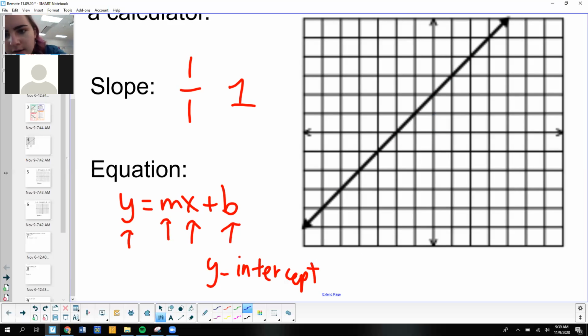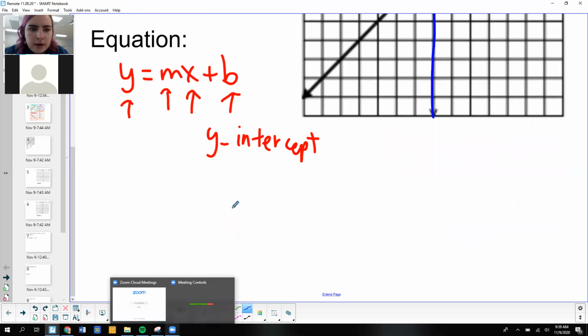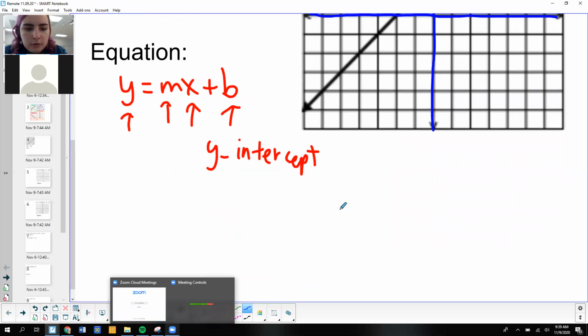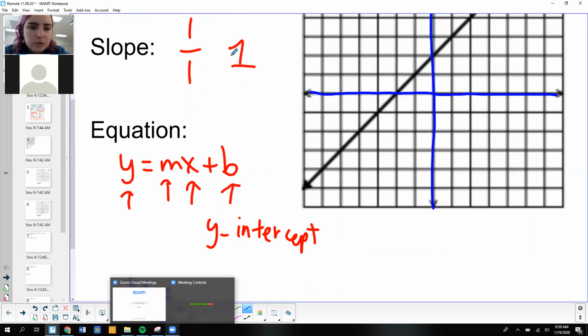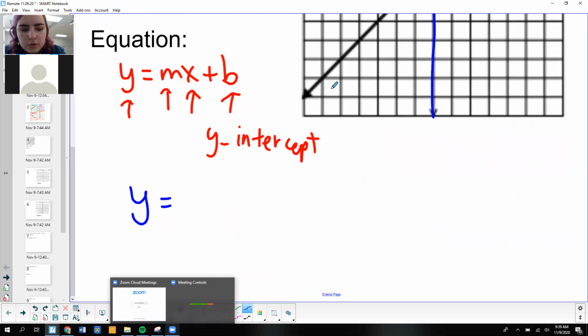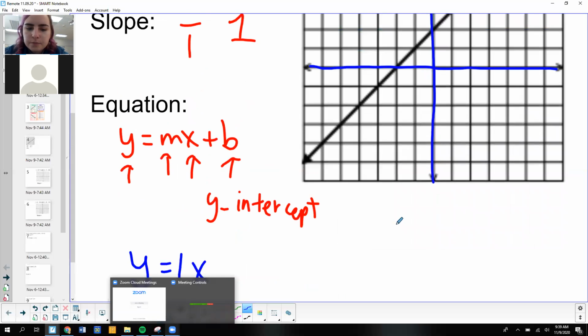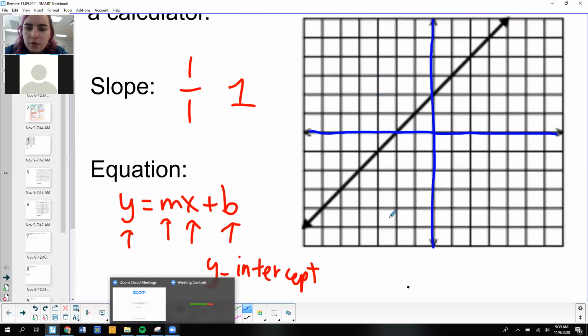It's kind of hard to see, but our X axis is here and our Y axis is here. I wanted to make that a little bit bolder for you guys. So if we're going to write an equation for this, we're going to write y equals m is our slope, and we know our slope is 1. So y equals 1x plus b. B is going to be our y-intercept.